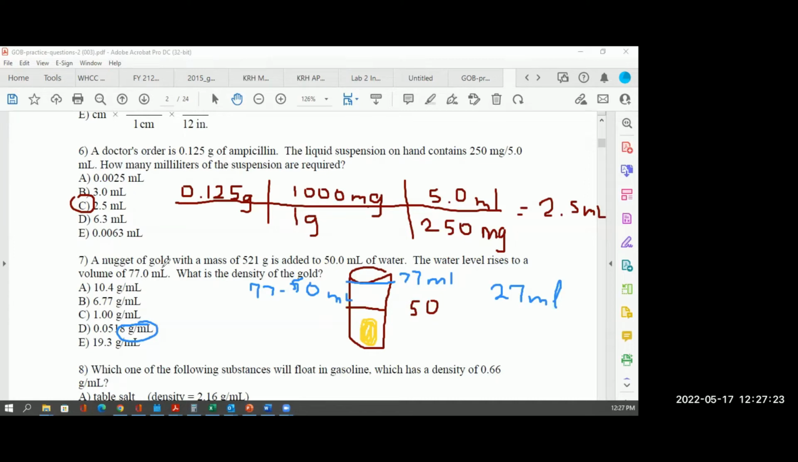So should I divide it by the 525, or should I divide 525 grams by 27 milliliters? Grams divided by milliliters. So I should have grams divided by milliliters, because that's the units that I want. Put the units there, divided by 27. E, 19.3. Okay, so the correct answer is E.